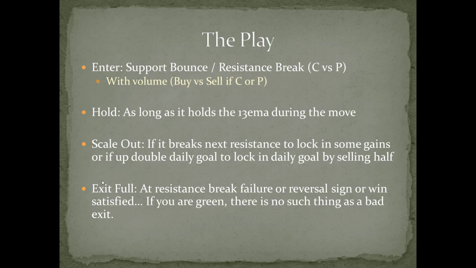Which brings you down to scaling out. If it breaks the next resistance, go ahead and lock in some gains. Or if you're double your daily goal, you should immediately lock in that daily goal, because that's your daily goal. If your daily goal is 300 bucks, then if you're up $600, lock in that daily goal by selling half of your position. So you're up 600 bucks, sell half, now you're up 300. You could lose that other 300 and you'll still have your daily goal. So definitely lock in your daily goal when it presents itself.